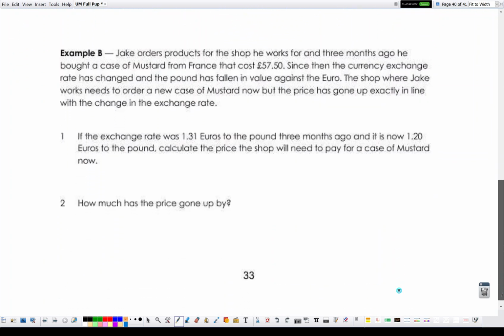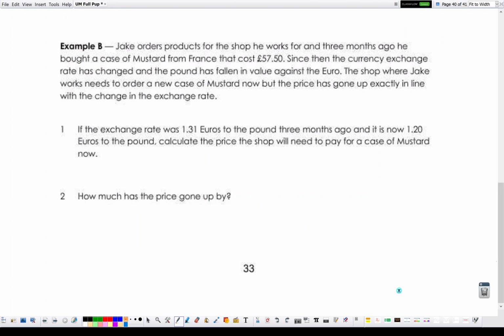Let's look at another example. This time is talking about the effect of exchange rates. So Jake orders products for the shop that he works for, and 3 months ago he bought a case of mustard from France that cost £57.50. Since then the currency exchange has changed and the pound has fallen in value. So it means that the pound doesn't buy as many euros for each pound. It's fallen in value. The pound has got weaker.